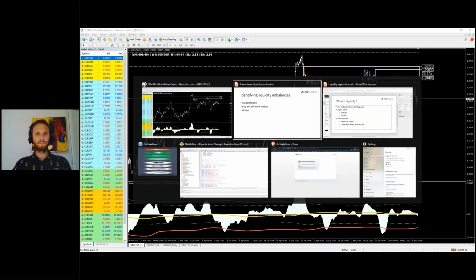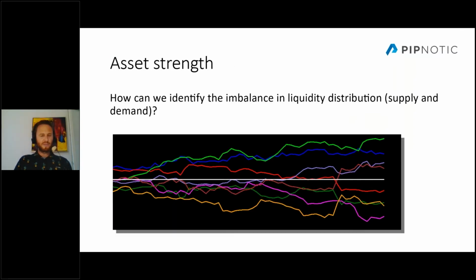Okay. All right. So this is asset strength. This is just a piece of software that I wrote, inspired by my conversations with the economists. And here we can see 8 currencies. Here we have the Swiss franc, the euro, the Japanese yen, the Kiwi dollar, the British pound, the American dollar, the green one, the gold color, which is Australia, and this one here, the magenta, which is the Canadian dollar.